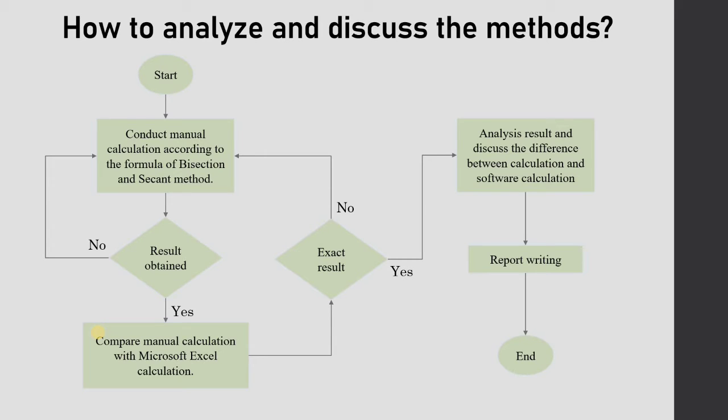If we can't get the exact result, we need to go back to step 2 and do it again until we get the exact value.